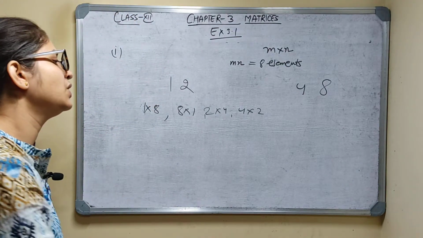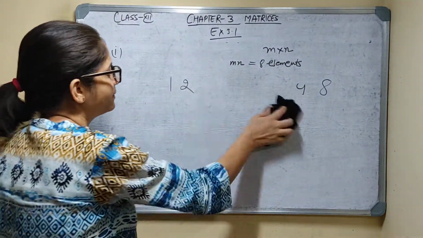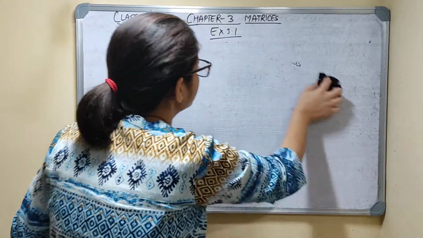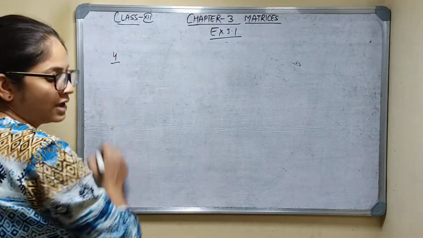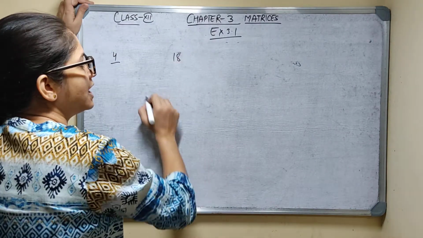1 into 8, 8 into 1, 2 into 4, 4 into 2. Like this you have to solve. It's a very easy exercise. Second part is over. Now fourth question you can see. If a matrix has 18 elements, how will you write?